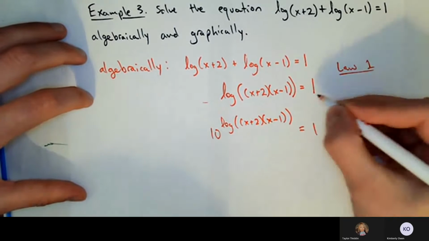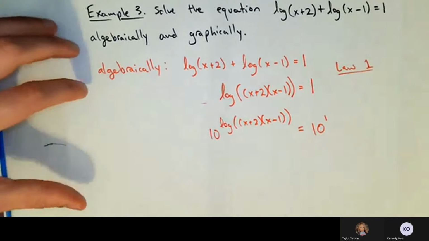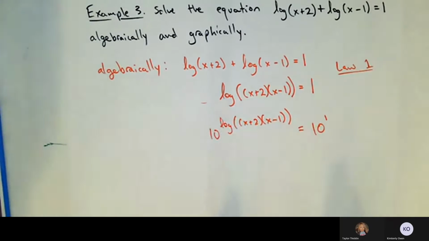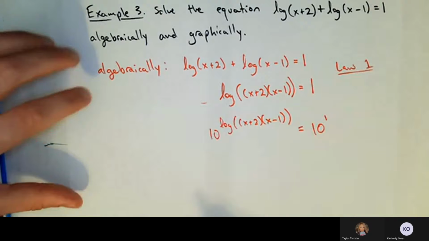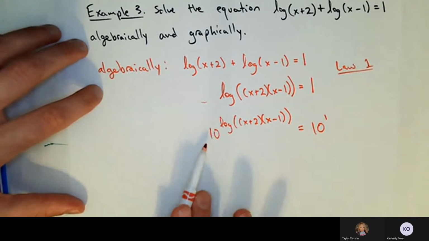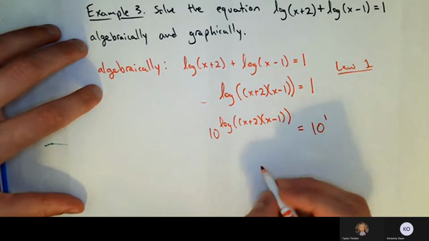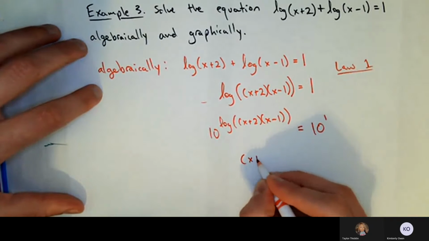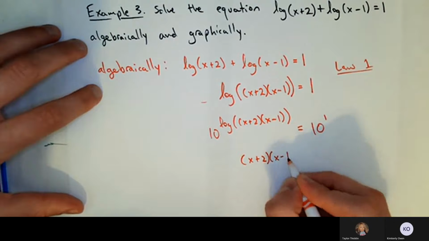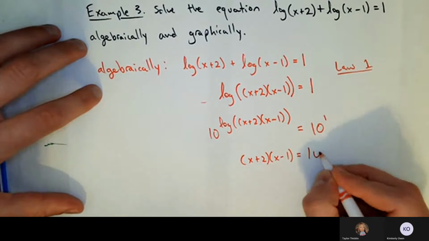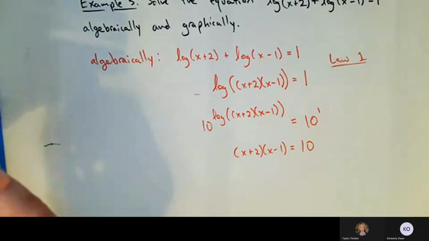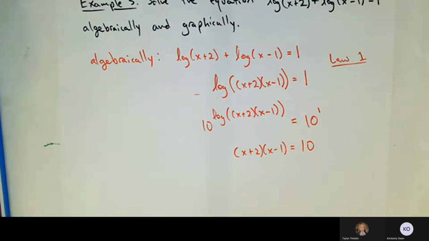So here, it's not 1 raised to the 10, it's 10 raised to the 1, right? The 10 gets shoved up under both of these. 10 and the log cancel out here. 10 raised to this log base 10, they cancel out, just pops out this input. So I'm going to have this x plus 2 times x minus 1 is equal to 10 to the first, which is just 10.